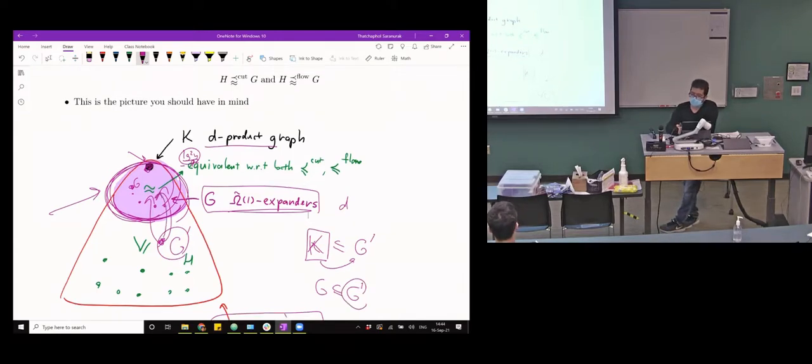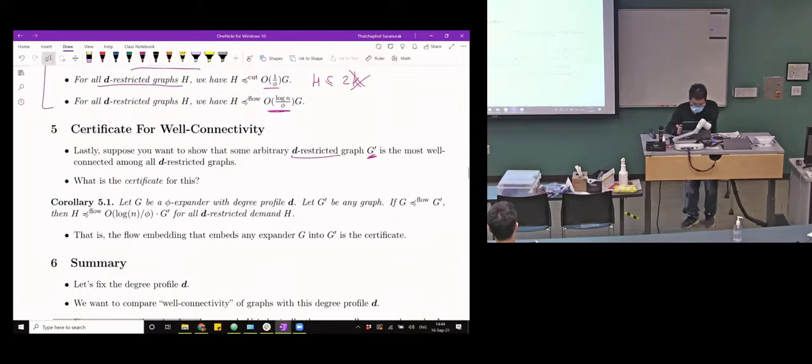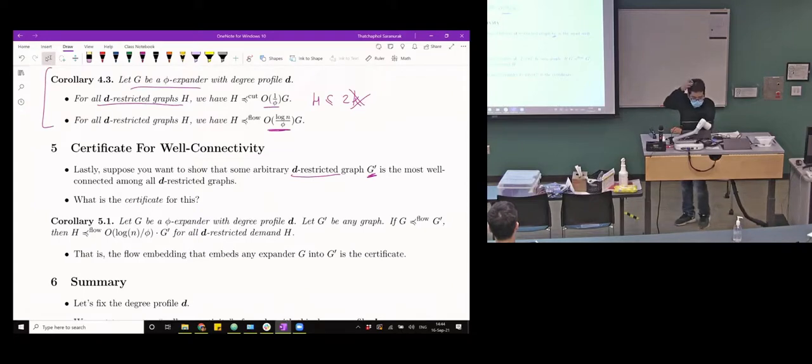G prime will be in this well-connected class too. Just to say it again, if G is any expander with degree profile D, and G prime is any graph which is D restricted.